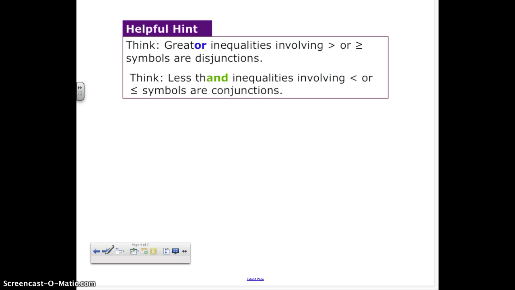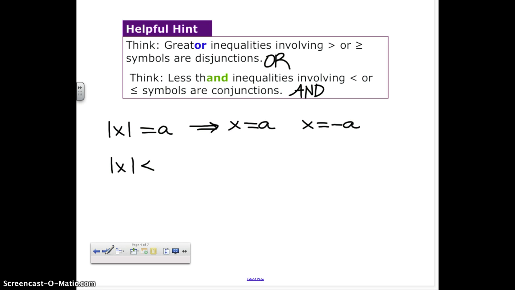You can help yourself think about it by thinking about that greater and less than. Greater than are disjunctions. They use the word or. Less than are conjunctions. They use the word and. Okay? Here's kind of the rule of thumb. When the absolute value of x equals a number, the way we go about solving that is either x equals the number or x equals the opposite of the number. Okay? No and, no or, just 2 perfect little answers.